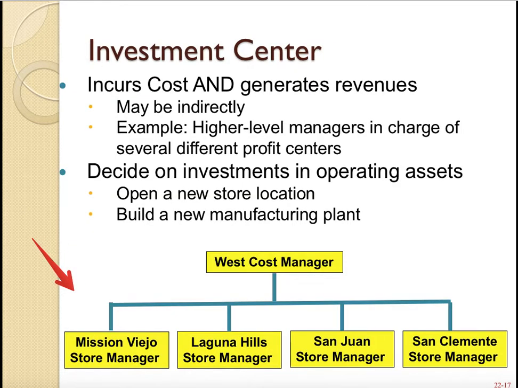And last is investment center, okay? An investment center is sometimes the hardest for students to understand, so I'm going to hopefully try to explain it well here, okay? So investment centers both incur cost and generate revenue. However, I want you to realize that this may be indirect. Okay, they may indirectly generate revenues. So let me give you an example. So my example is higher level managers in charge of several different profit centers.